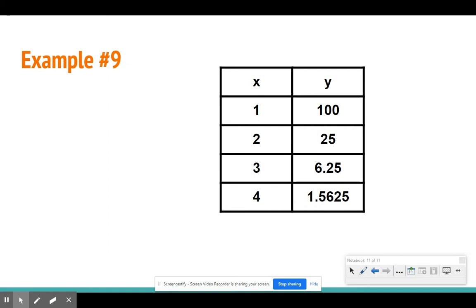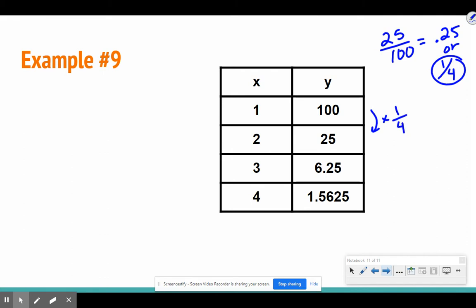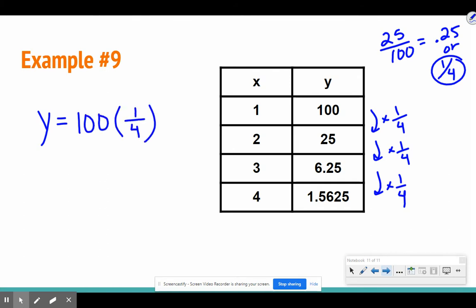Last but not least, here I notice that we're going from 100 to 25 to 6.25. So again, get your calculator out, take 25 divided by 100. You should get 0.25, or that's the same thing as 1/4. So we are multiplying by 1/4. So A is my starting value. I started with 100. I'm multiplying by 1/4 all the way down. And I have 1 here, so I have x minus 1.